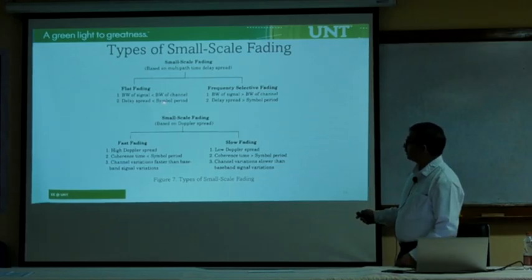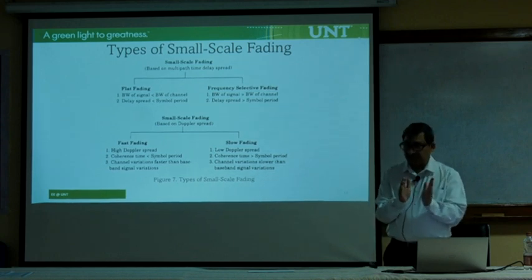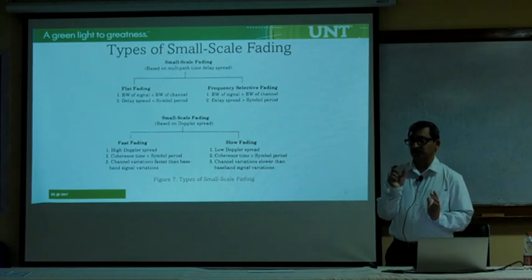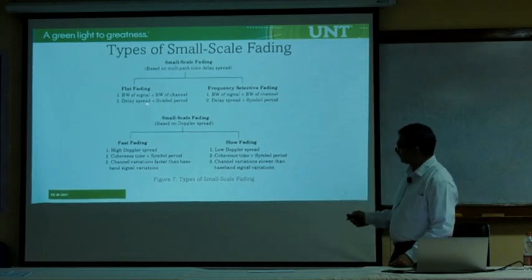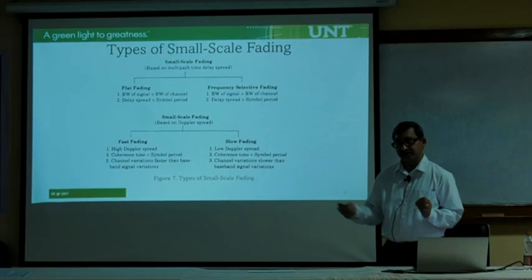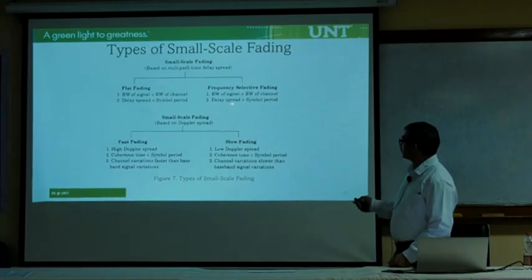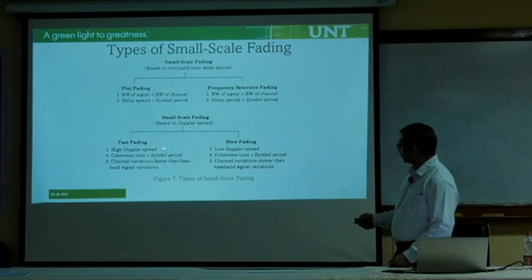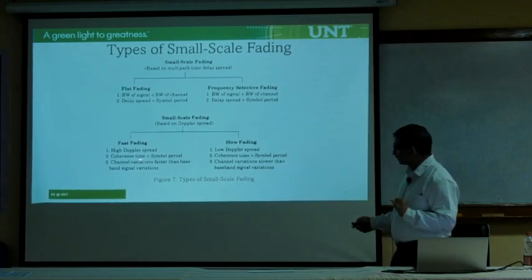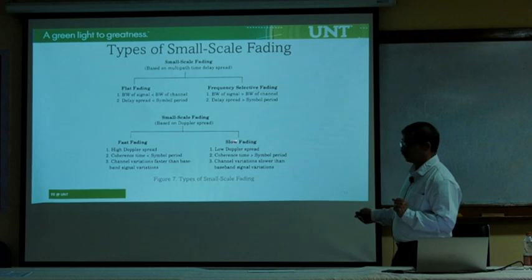If the delay spread is smaller than the symbol period, what do you mean by symbol period? The time it takes for you to transmit one symbol. So it is called flat fading if the delay spread is smaller compared to the symbol period. You know what the delay spread is, right? Otherwise, it is called frequency selective fading. In the same way, we talked about coherence time, and if coherence time is less than the symbol period, we call it fast fading. Otherwise, it is slow fading.